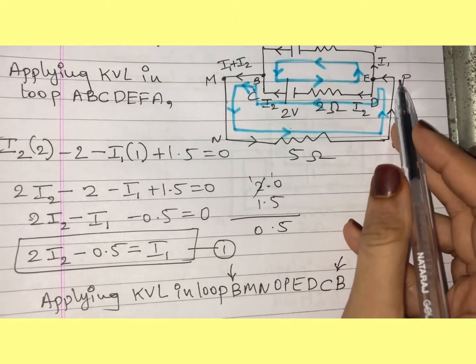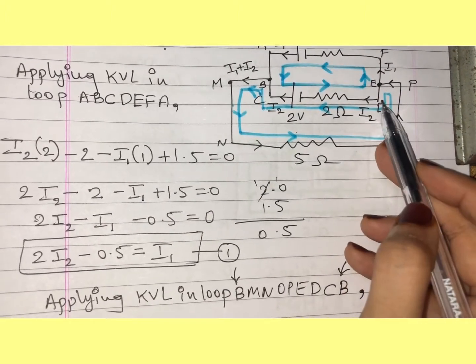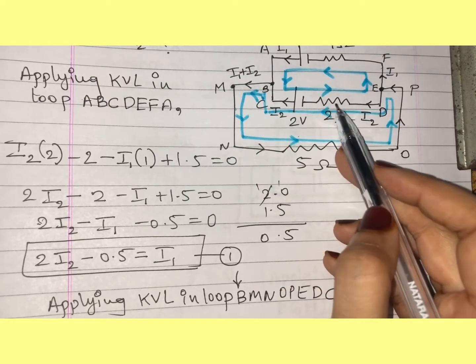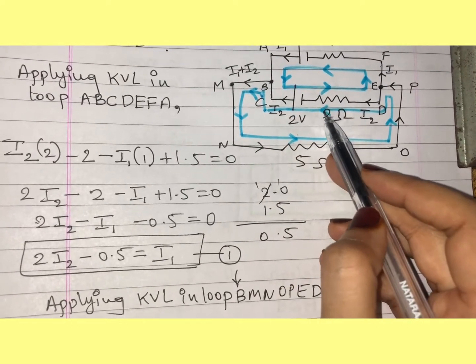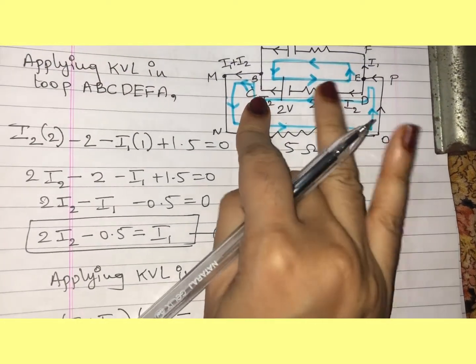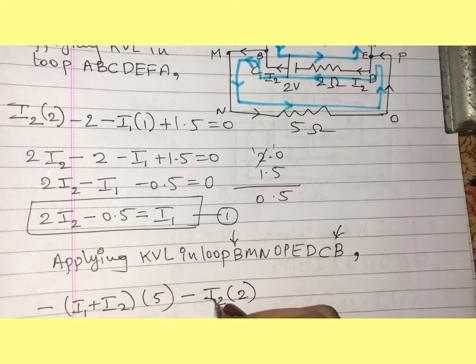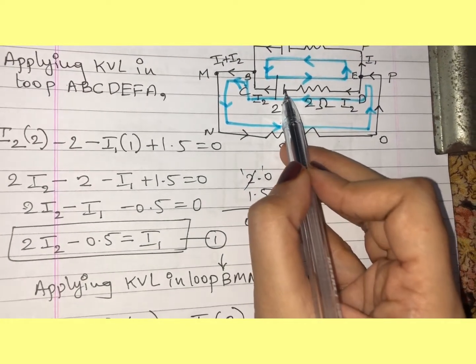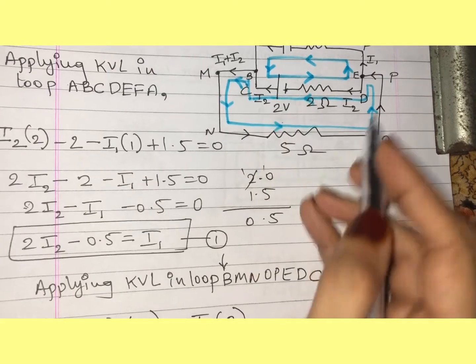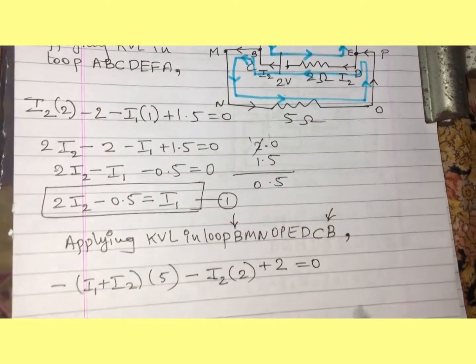While going from O to P, no resistance; P to E, no resistance; E to D, no resistance; but D to C there is a resistance, and even the battery. Our direction and the direction of the current are the same, so the potential difference is current into resistance. The current is I2 and the resistance is 2. And while coming towards this side, the negative terminal of the battery is crossed and we stop at the positive terminal, so it will be positive 2, equal to 0.